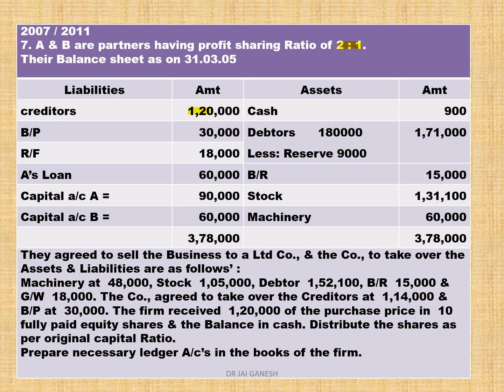Creditors 1,20,000 transfer to credit side of realization account. BP 30,000 transfer to credit side of realization account. Reserve fund distribute to all partners in old ratio.